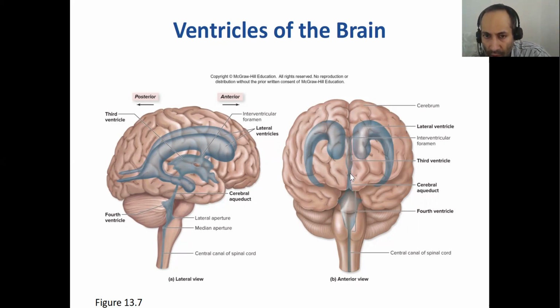And then the third ventricle is finally connected with the fourth ventricle down here in the brainstem by means of an area called the cerebral aqueduct. It's kind of like a drainage tube that takes the fluid from here down here into the fourth ventricle. So here again, you can see those structures: the two lateral ventricles, the interventricular foramen right there, then the third ventricle, the cerebral aqueduct, and then finally your fourth ventricle down here.